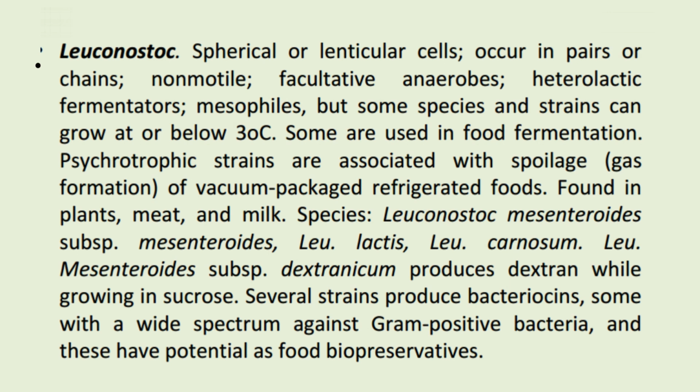Next is Leuconostoc. These are spherical or lenticular cells that occur in pairs or chains. They are non-motile facultative anaerobes and heterolactic fermentators. Some are used in food fermentation, but psychrotrophic strains are associated with spoilage, like gas formation in vacuum-packaged refrigerated foods. Species include Leuconostoc mesenteroides subsp. mesenteroides, Leuconostoc lactis, and Leuconostoc carnosum. Some strains also produce bacteriocins.